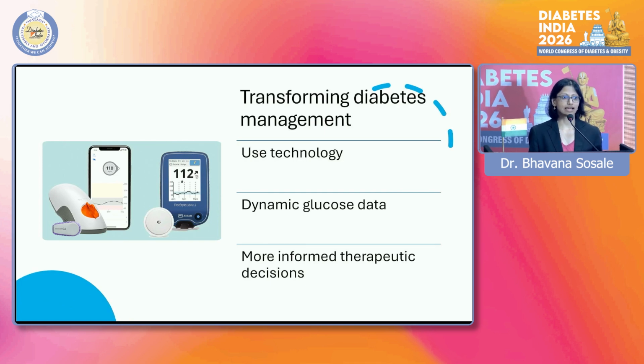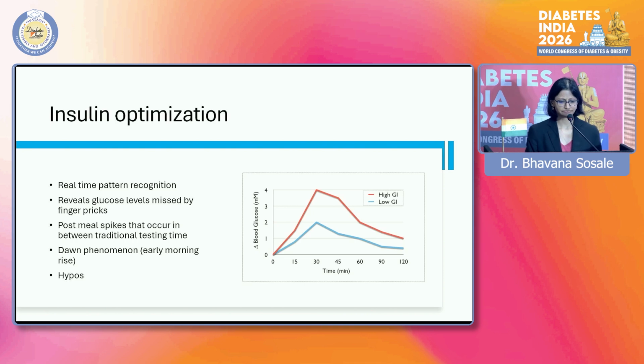And how does this help us? We use this data to then decide what therapy a patient needs, or if they're already on treatment, then what are we going to change? Is it the food? Is it the exercise? Is it the medication? So the question then comes: is the technology enough, or is learning how to use the technology more important? I would say it's actually the latter. The technology has been around for a while.